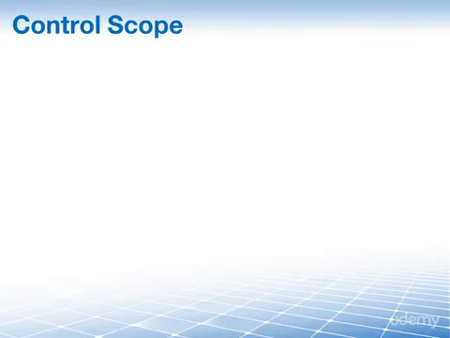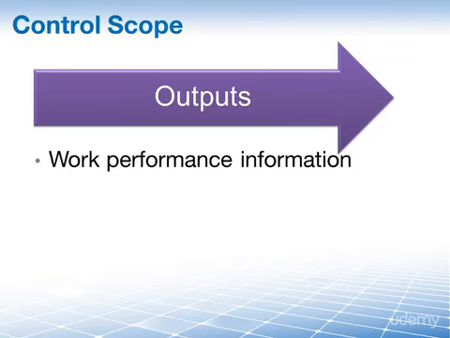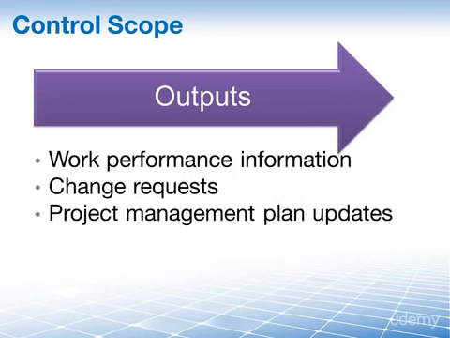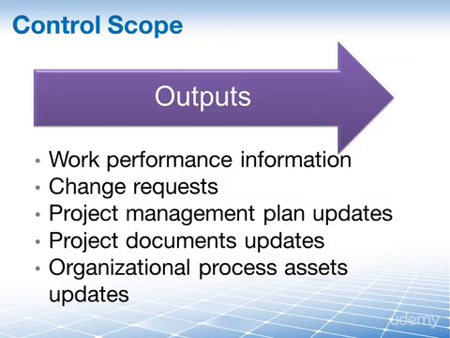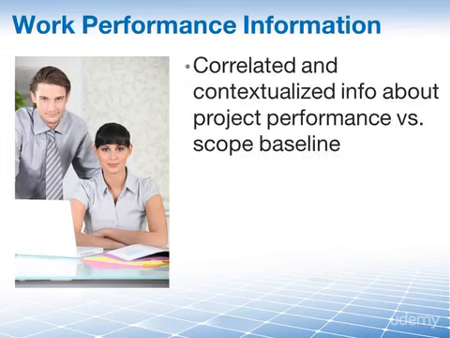So we took our inputs and we applied our tool and technique of variance analysis to them, which now leads to 5 possible outputs. There is work performance information, change requests, project management plan updates, project documents updates, and organizational process assets updates. Let's look at the details here. Work performance information is produced throughout the project lifecycle, and it includes correlated and contextualized information about how our project scope is performing versus our original scope baseline.